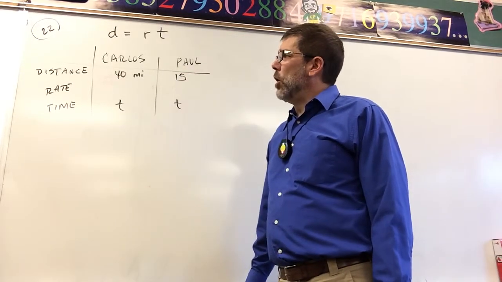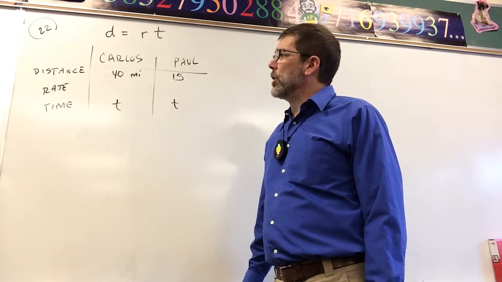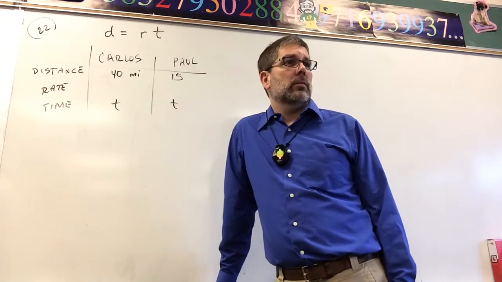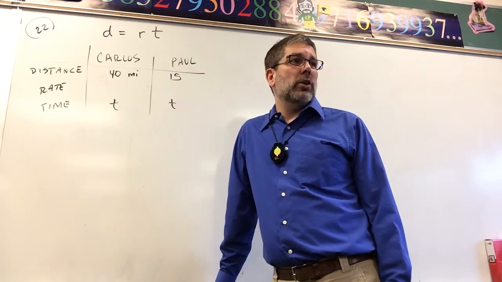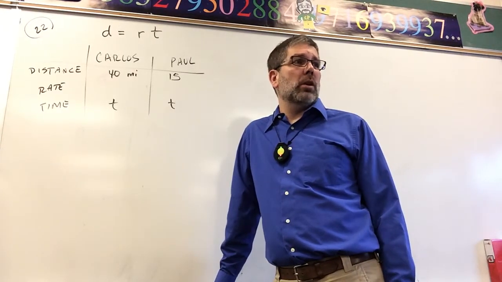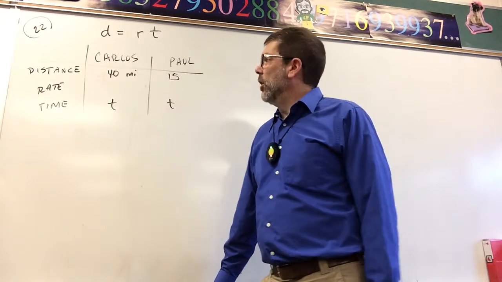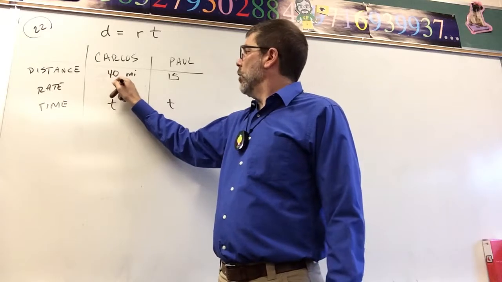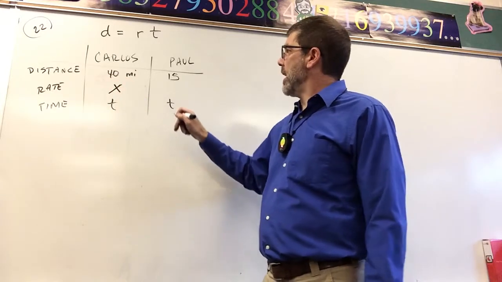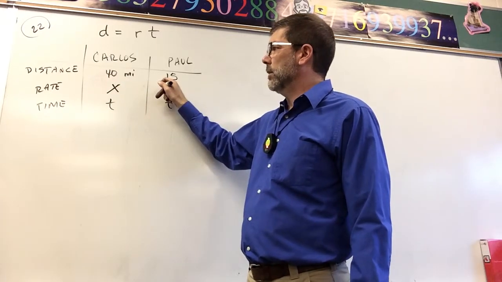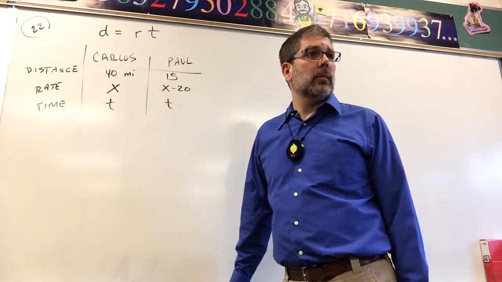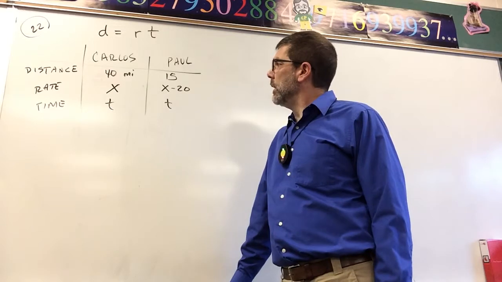And Paul rides his bike 20 miles an hour slower than Carlos. So how could we do that? Do we know what the absolute rate of either one of them is? No. So how do you want to do it? So if Carlos rides at x, Paul would be at x minus 20, like that? Okay.